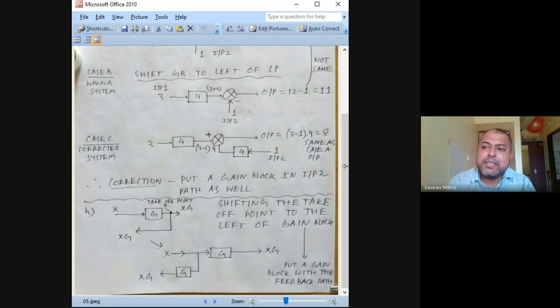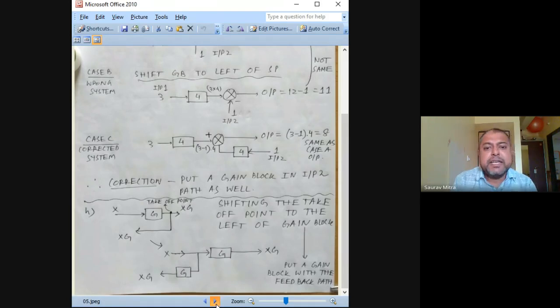So whichever external input was connected to whichever summing point, it will remain with that summing point only. But if two summing points appear, unconditionally without any change, you can interchange those summing points. So that also we will see through another numerical. Whatever H point we have seen, if we are taking the takeoff point before a gain block, then what is the correction we have to do? We have to put another gain block in the feedback path.